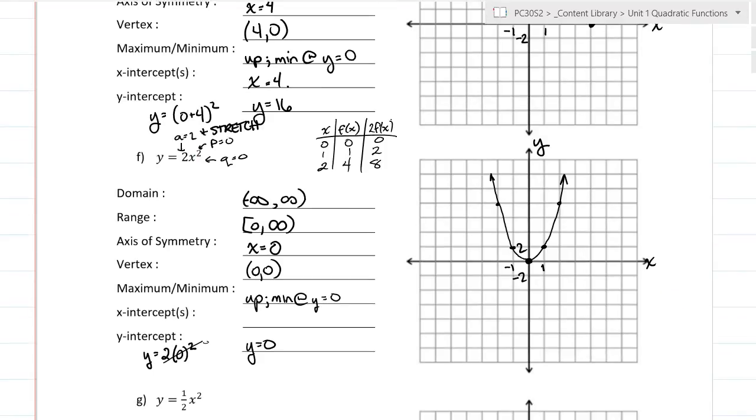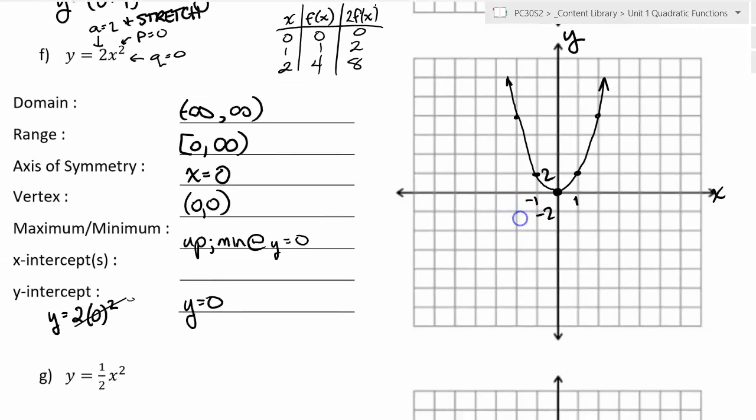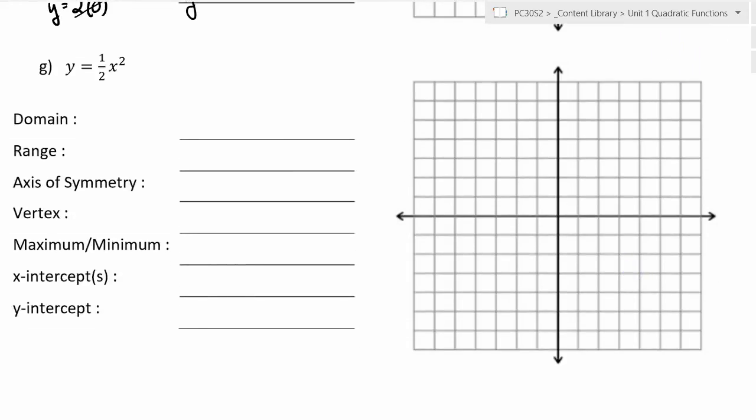Now we look back for our x-intercept. I'll zoom back in a little bit here. And we see that x equals 0. For G, similar impact, except A is no longer a whole number, but it's a fraction. So it's going to fit into that other category of being between 0 and 1. But P and Q are both 0. So a lot of this fills itself in again.